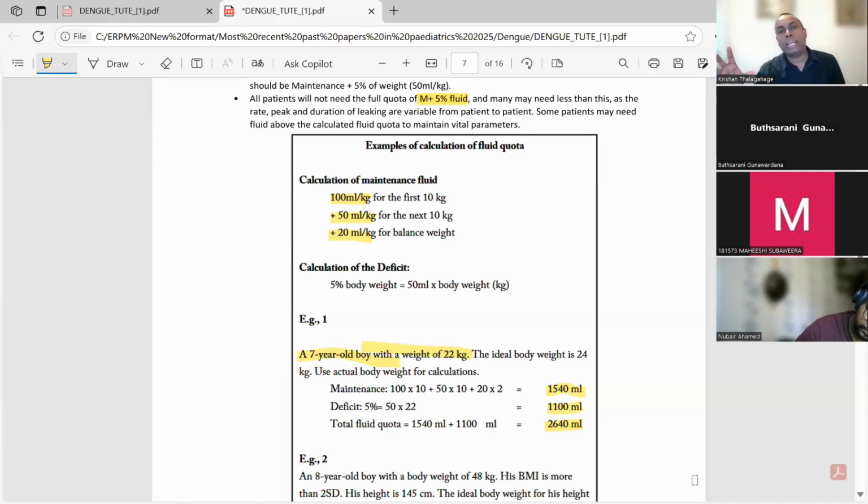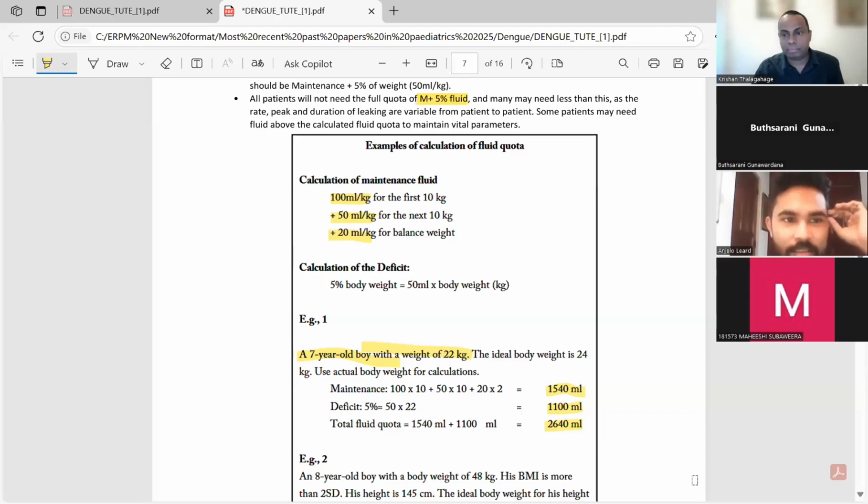This is how you calculate the amount of fluid you need to manage the critical phase, the leakage phase. Why over 48 hours? Because the critical phase lasts for 48 hours. The leakage lasts for 48 hours. So you need to give it over 48 hours. Was that understood? Yes.